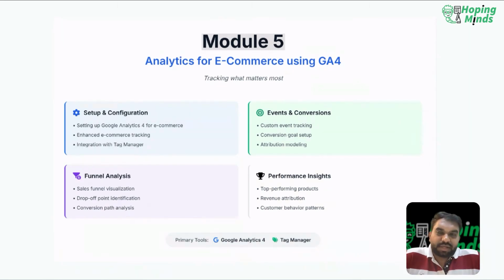Let's now talk about setting up Google Analytics for your online store, because without this, you're just running blind. Whether you're using Shopify or WooCommerce, GA4 is what helps you track what visitors are doing on your site, where they came from, what they clicked, how far they went in the buying journey, and whether they dropped off or made a purchase. So let's start with Shopify.